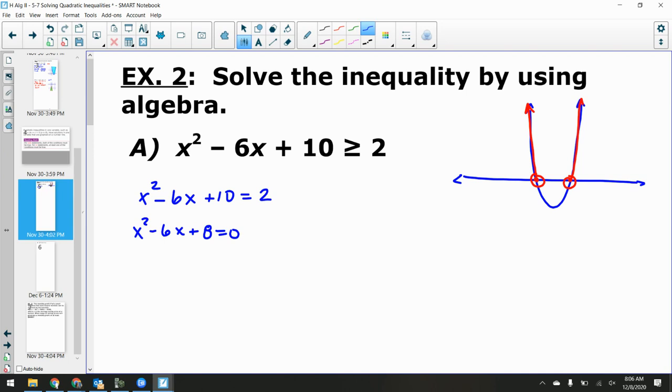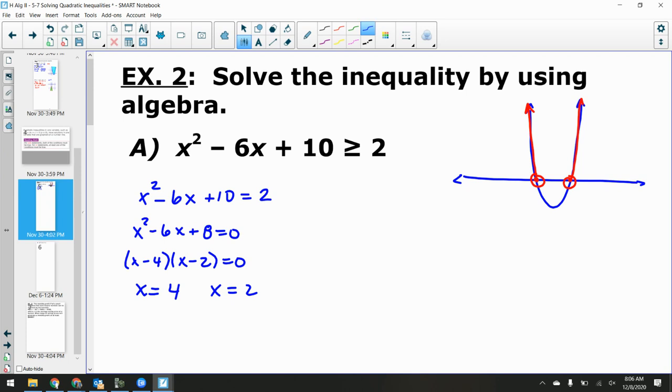Guess what? Factors. Factors of 8 that get to negative 6: negative 4 and negative 2. X minus 4, X minus 2. So that means I've got X equals 4 and X equals 2. Those are the X values that are the critical points to this inequality. Okay? So here's the technique.